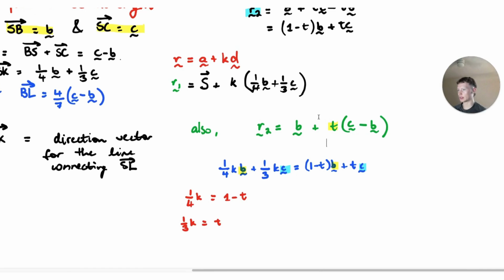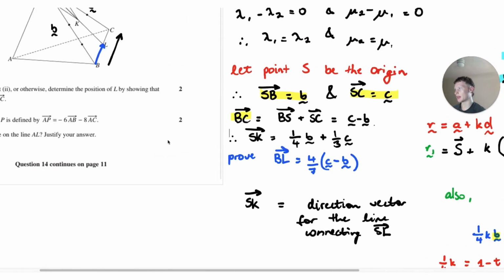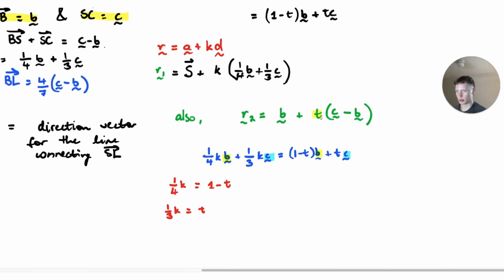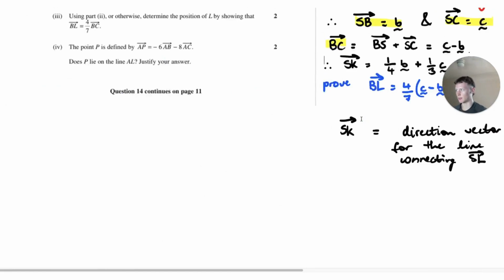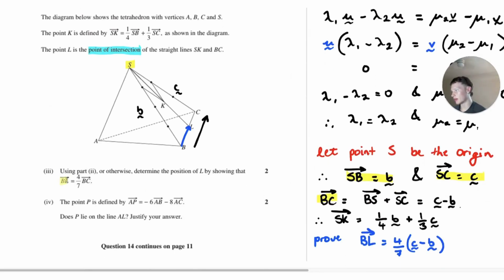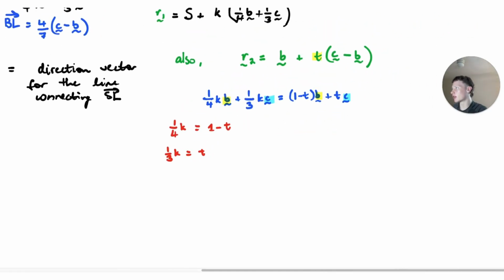Because what that tells us, C minus B represents BC, right? And that's this entire length here. If we find by what scalar multiple we have to travel along BC to get to L, then we know, okay, what's the ratio of going from B to L compared to B to C? And hopefully we can prove that's 4/7. So with our simultaneous equations here, we've got a ready-made substitution. So I'm going to sub equation 2 into equation 1.